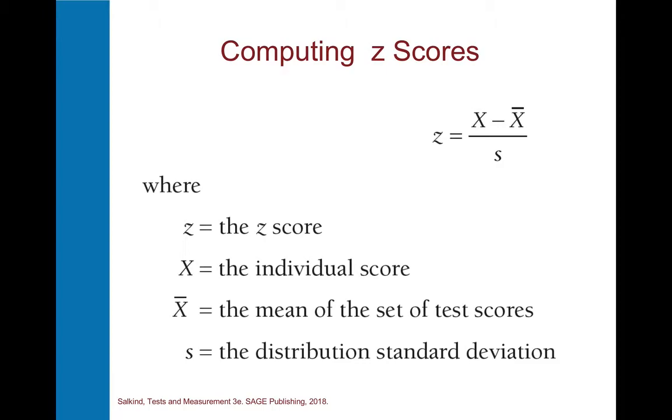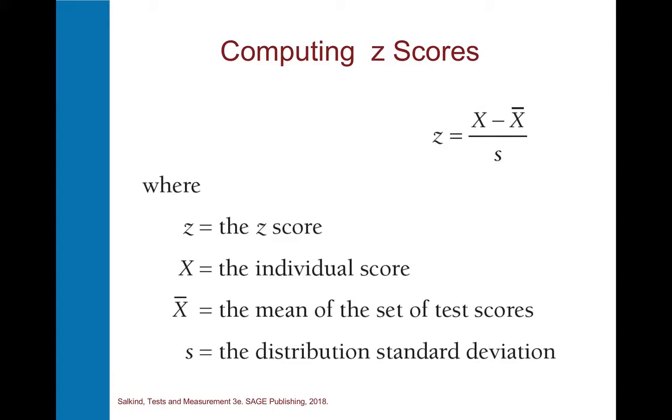So for example, if Stu had a raw score of 18, and let's say the standard deviation for the set of test scores that we've been working with is 5, so S is going to be 5, and let's say the mean is 13. So it's going to be 18 minus 13 divided by 5, which equals 1. So the z-score for Stu is 1. Great, but what does that mean?